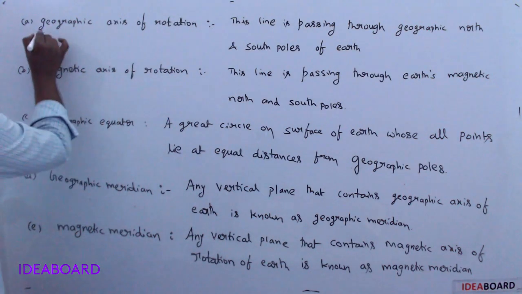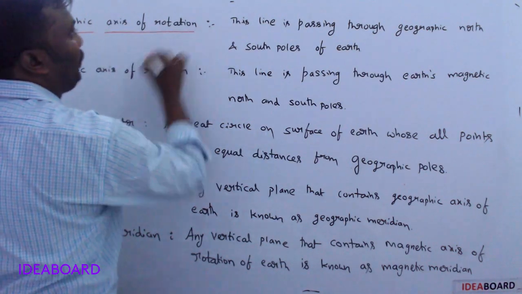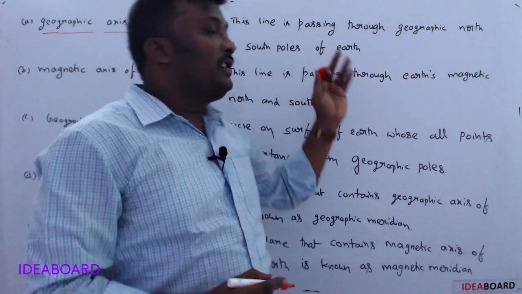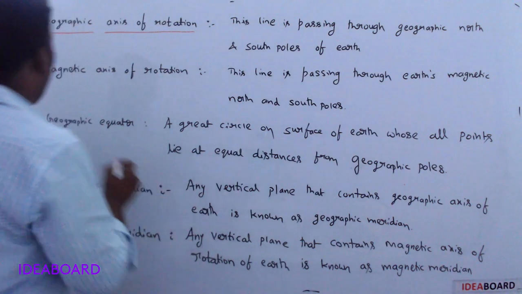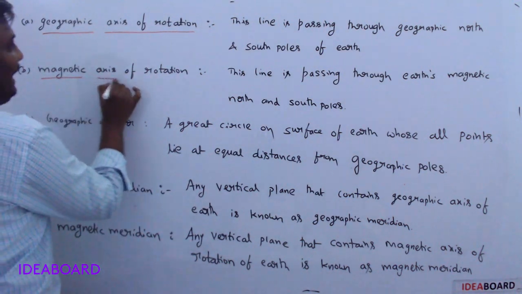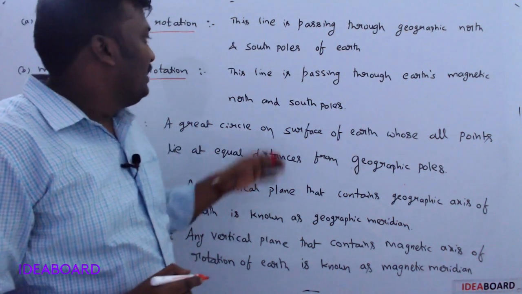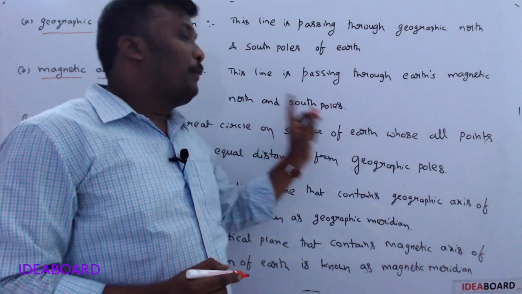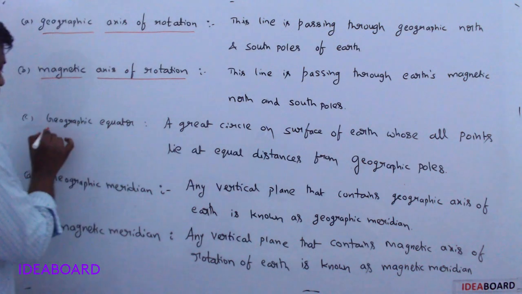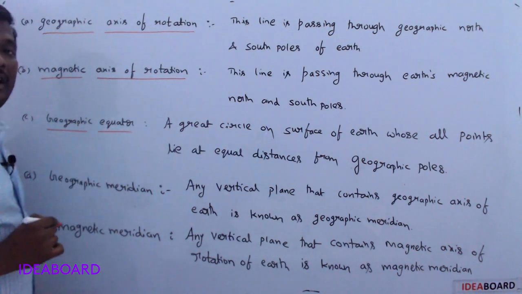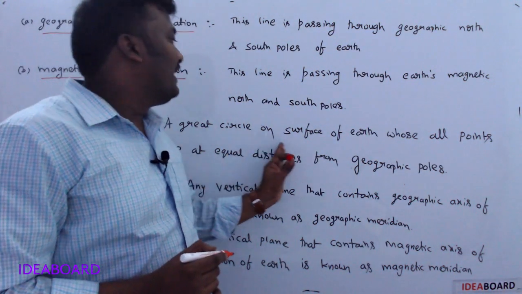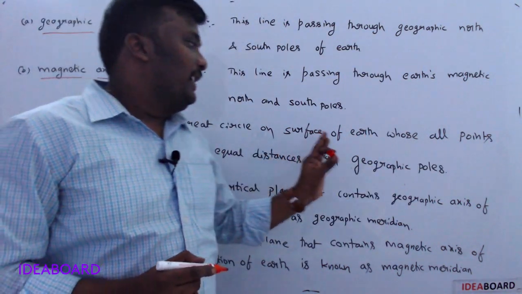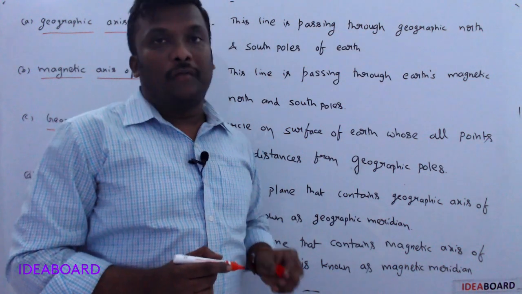So the first one, geographic axis of rotation. This is the line passing through the geographical north and south poles of the earth. And the second one, magnetic axis of rotation. This line is passing through the earth's magnetic north pole and south pole. And geographic equator: the great circle on the surface of the earth whose all points are at equal distances from the geographical poles.